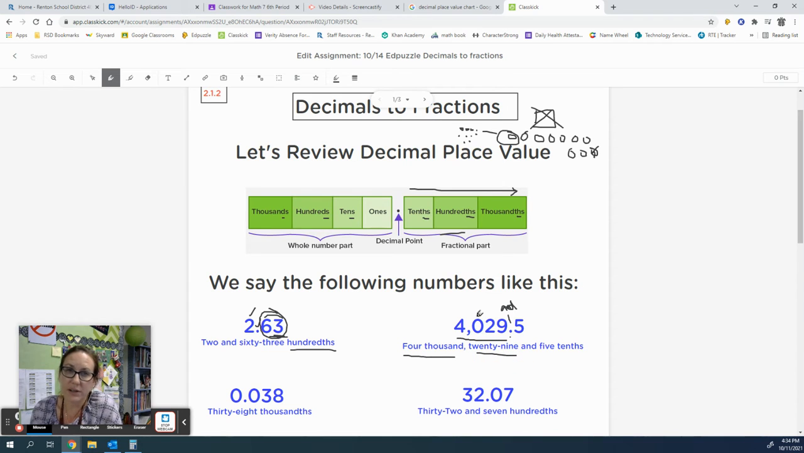4,029. There are no hundreds, so we don't have a hundreds place value. 4,029 and our decimal is always said with and 5/10. Now we get lazy as humans and we say 4,029.5. And that's going to be correct, but the absolute correct mathematical way of saying it is 4,029 and 5/10.